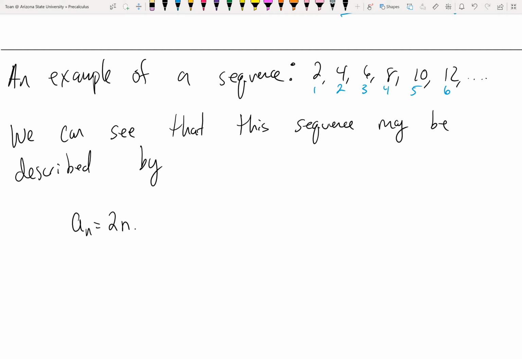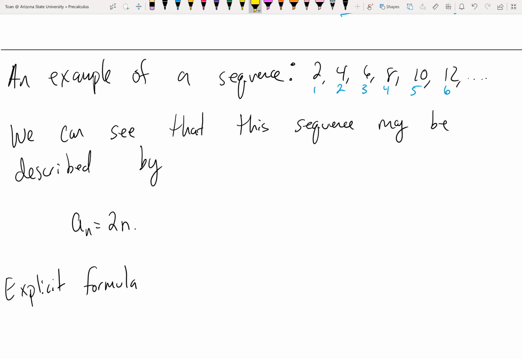We call this an explicit formula. Why do we call it an explicit formula? Because whatever term I'm looking for, the fourth term, the 17th term, whatever, all I have to do is plug that term number into the formula and it'll give me the result.